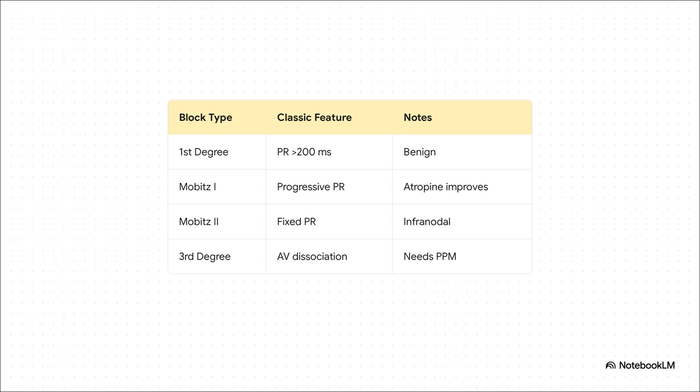And finally, third-degree block. This is complete AV dissociation. The atria and the ventricles are completely divorced. They're beating totally independently of one another. That patient, they need a pacemaker right now.